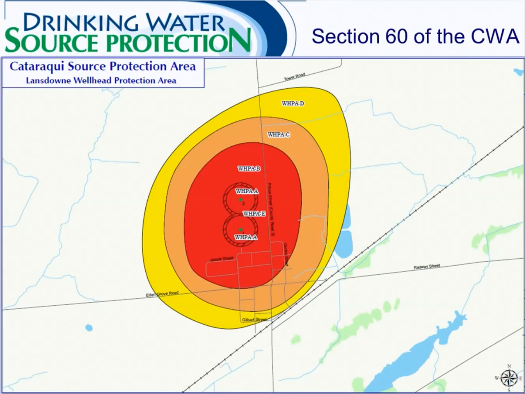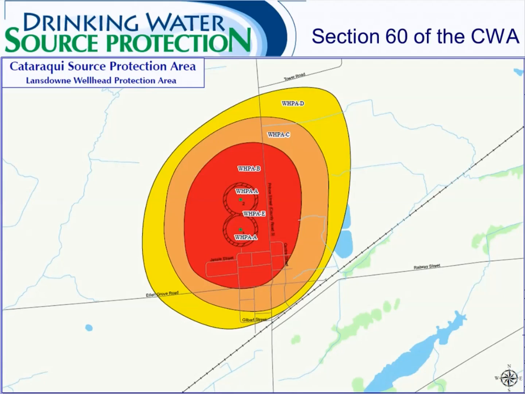It is verifying if a vulnerability scoring for an entire vulnerable area is applicable to a specific area, if that specific area does not have the same vulnerability characteristics as the rest of the vulnerable area. An example is provided on this slide.